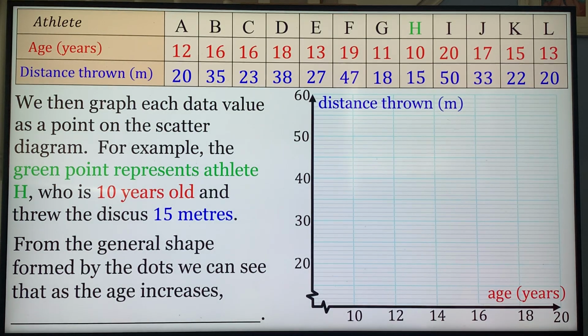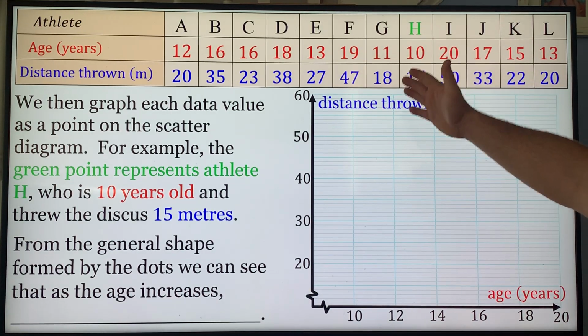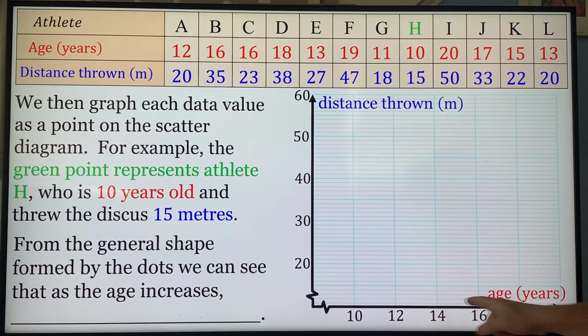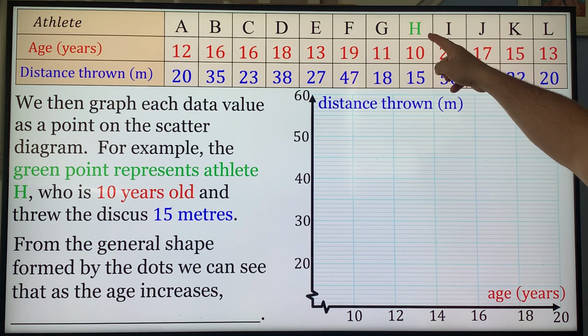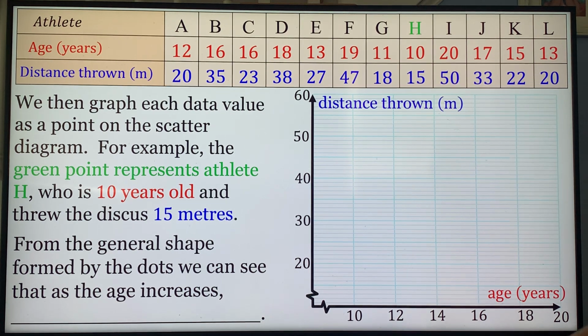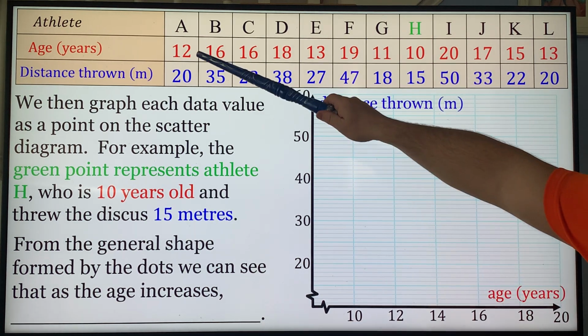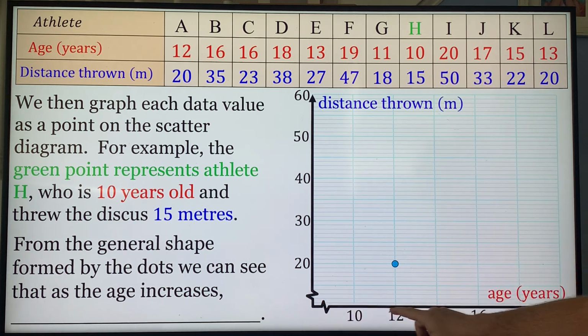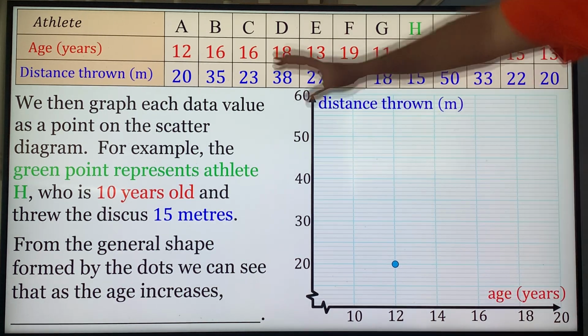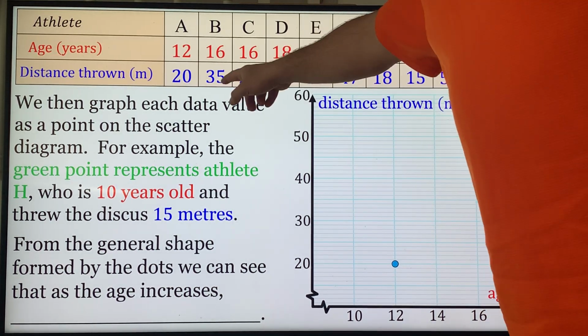So first, you have a scatter diagram. We're going to graph these data points on the graph that is given to you. We graph the data value at a point of the scatter diagram. For example, the green point right here represents athlete H, who is 10 years old and threw the distance 15 meters. So I want you to plot all these. The first one you can do is 12, 20. That means I go over to 12 on the horizontal axis and up to 20 on the vertical axis. Plot the rest of these. This one is left to right, this one's up and down.